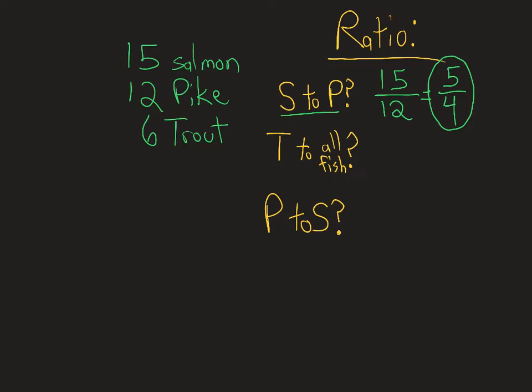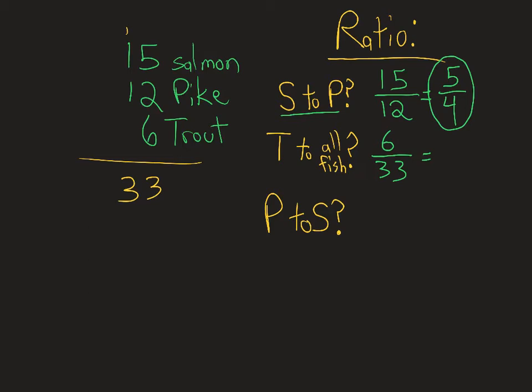So it turns out that at the market, for every 5 pieces of salmon, there's only 4 pieces of pike. Okay? T, trout to all fish. Well, if there's 6 trout to all fish, I'd have to add up. How many fish are there total? 15 and 12 is 27, and 6 more is 33. There's 33 total pieces of fish. So there we go.